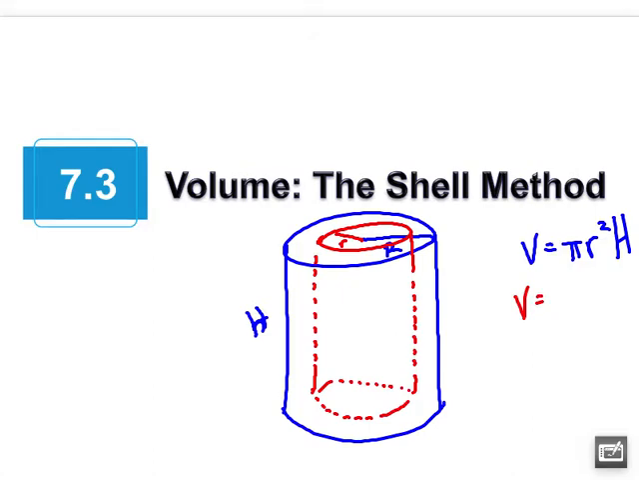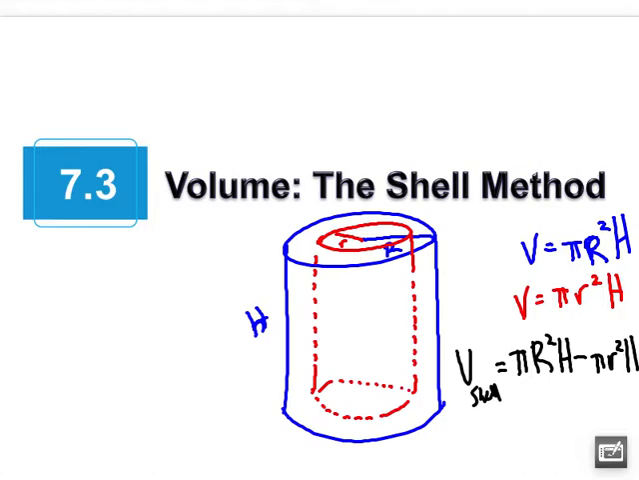Let me clean this up. I'm getting sloppy here. This should be capital R, and then this should be pi little r squared h. And you said to find the volume of that thing, you would do what with those two? I would take the volume of pi capital R, the big one, and then subtract the little one. Good, perfect. Okay, so the volume of this solid, which we're going to call a shell, by the way, as he mentioned, is volume of the shell equals pi capital R squared h minus pi little r squared h.